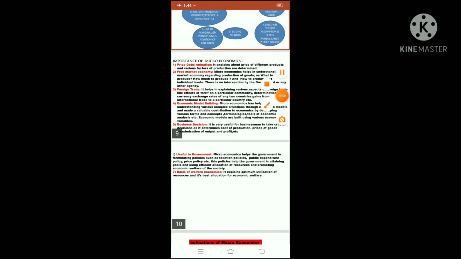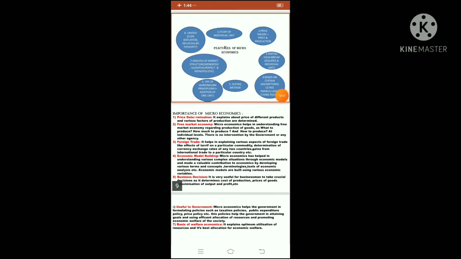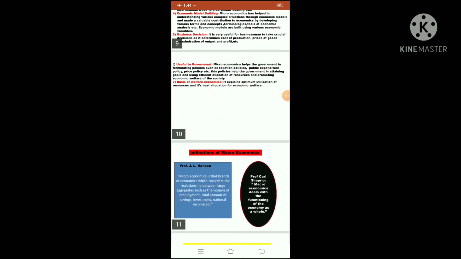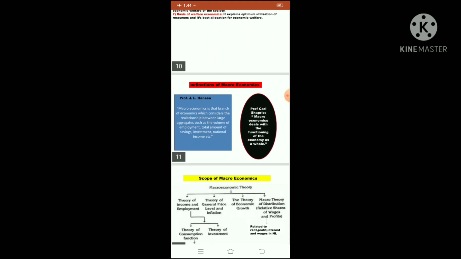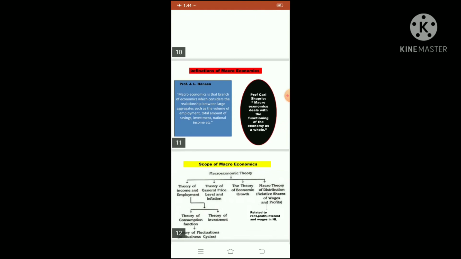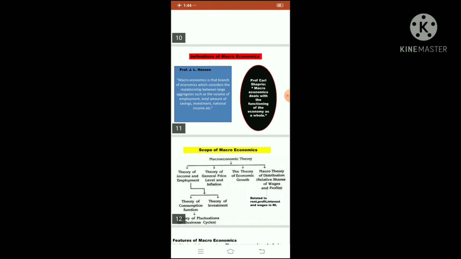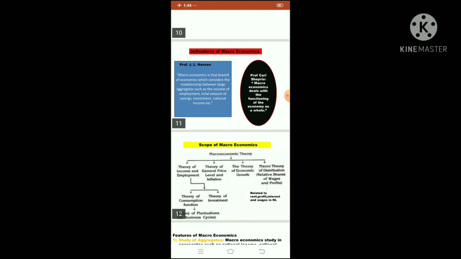Now we studied features of microeconomics and importance of microeconomics. Now we come to the next part of the chapter. As we have studied, economics is divided into micro and macro. We finished microeconomics definition, features and importance. Now come to the next part of the chapter, children, related to macroeconomics.